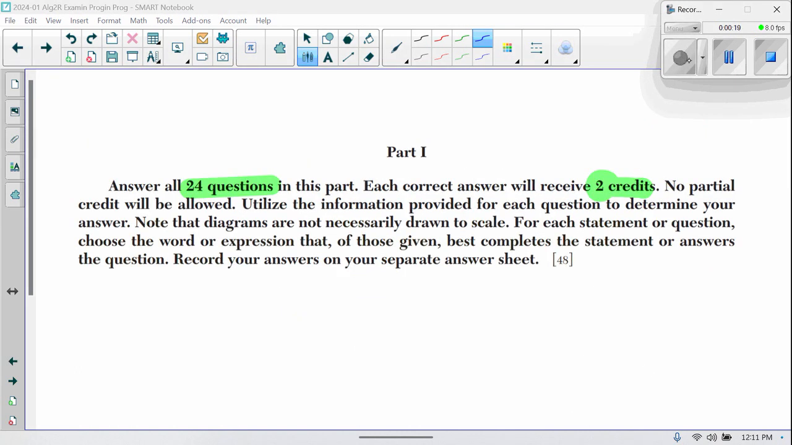And just a gentle reminder, there are only 24 questions in multiple choice, and we are going to finish the last 8 problems or so. They're 2 credits each. You either get 2 credits or 2 points or nothing at all. No partial credits awarded for any of these. All right, let's do this.